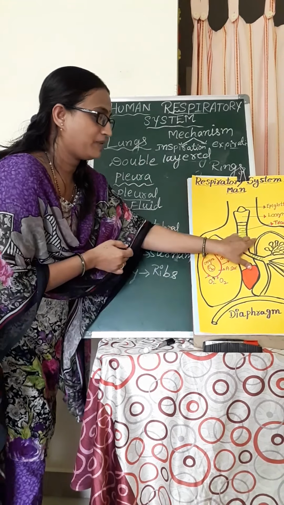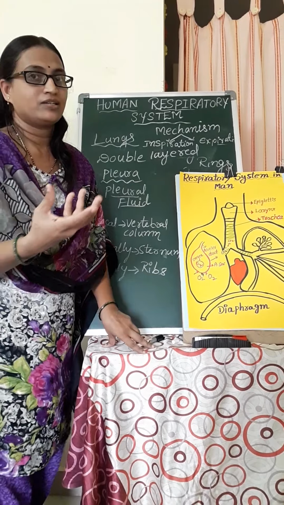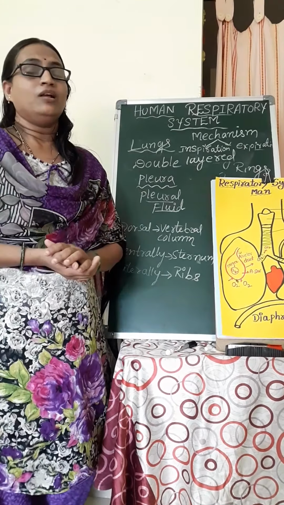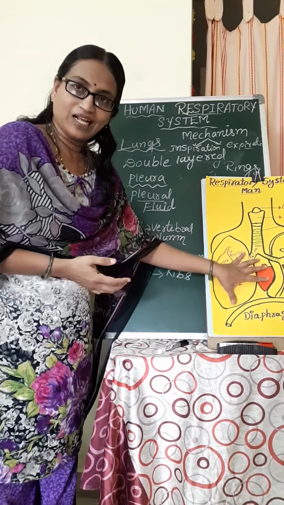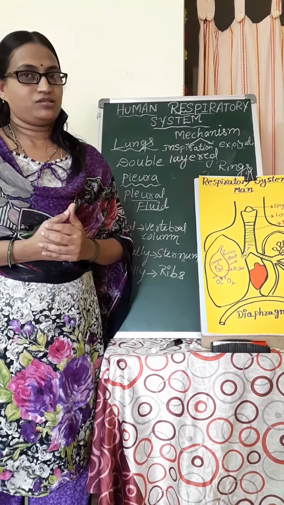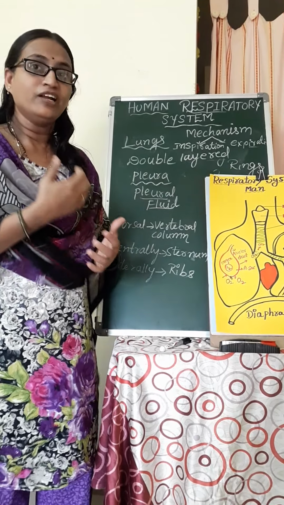In between these membranes, there will be a fluid. That fluid we call the pleural fluid. What is the function of pleural fluid? It protects the lungs from external shocks and mechanical forces, and even friction.